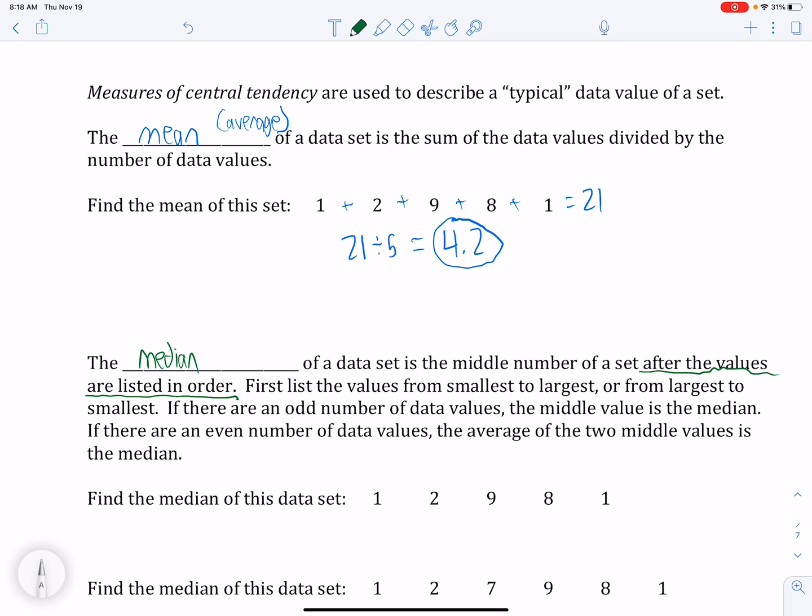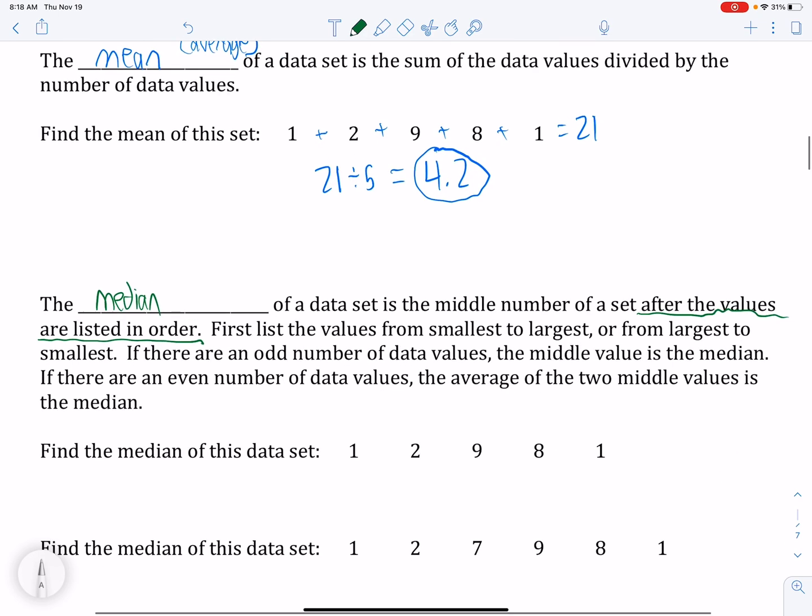Probably the most common mistake my students make in statistics is not listing the values in order when you're finding the median. You don't have to have them in order when you're finding the mean because, well, when you add them up, the order doesn't matter. But for median, the order absolutely matters. It actually doesn't matter if you list them smallest to largest or largest to smallest because the middle is going to be the same either way.